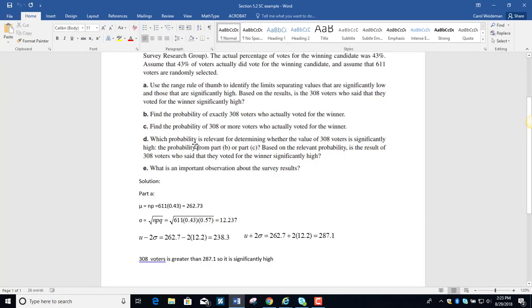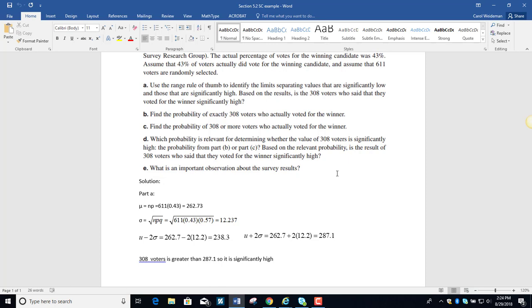It says, which probability is relevant for determining whether the value of 308 is significantly high, the probability from part B or the probability from part C? It would be the probability from part C because we're calculating the probability of 308 or more voters. Based on the relevant probability, is the result of 308 who said they voted for the winner significantly high?